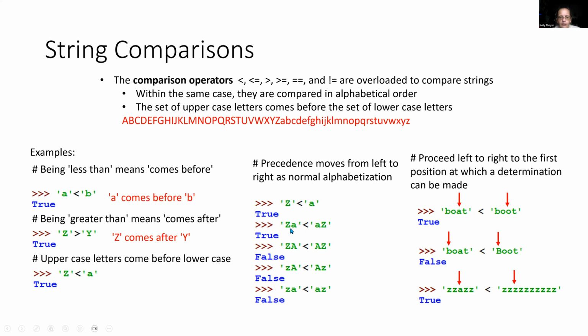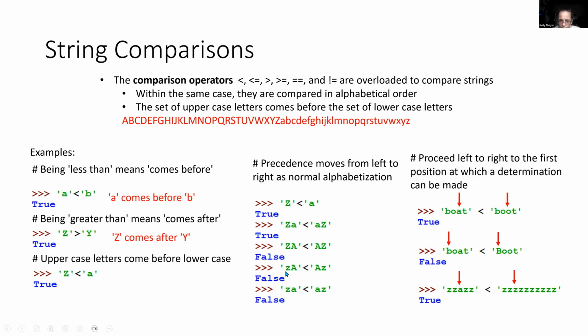Now let's say we have capital Z, lowercase a, and lowercase a, capital Z. We'll begin by looking at the 0th character. Capital Z comes before lowercase a, just as we've seen here. So Python looks at that and says, yes, I can already make a determination. It's true. Now this says capital Z comes before a capital A. That's not true because now we're within the same case. So that's false.